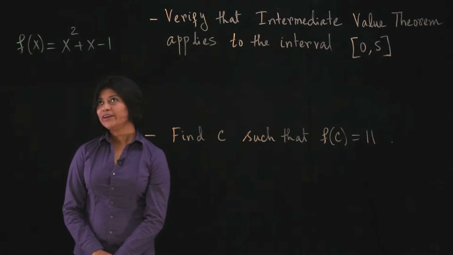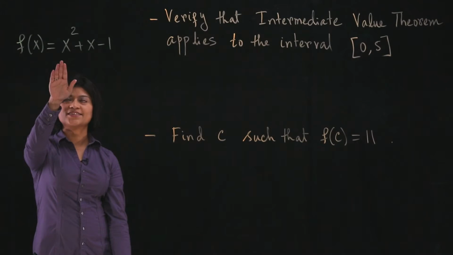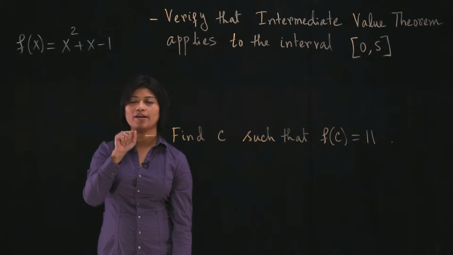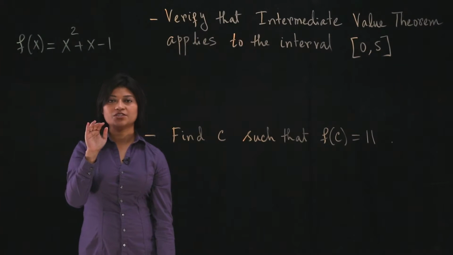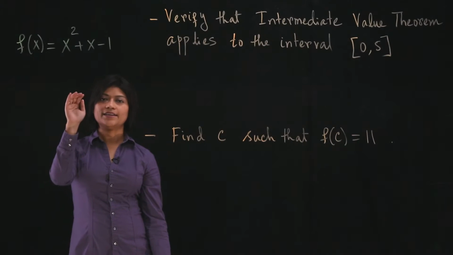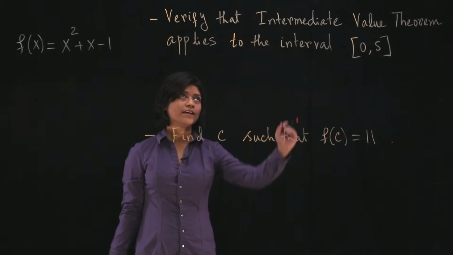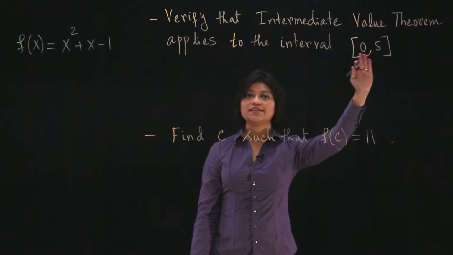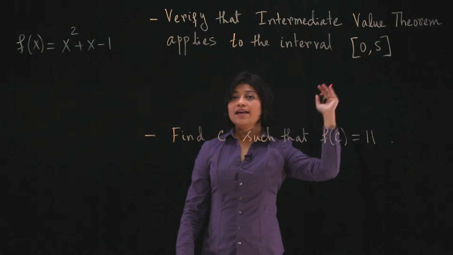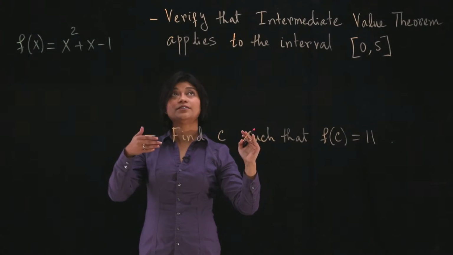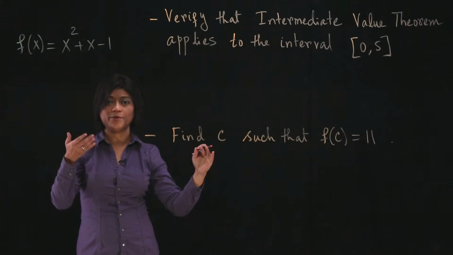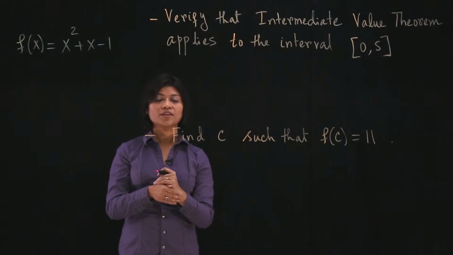Hello, I'm Papia. In this problem, we have this function x squared plus x minus 1. We have to first verify that the intermediate value theorem applies to this function and the interval given to us is 0 to 5.